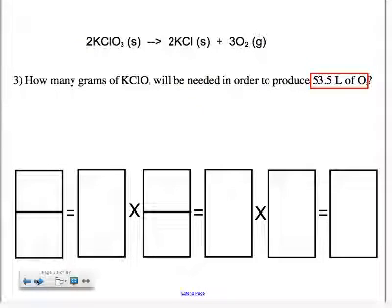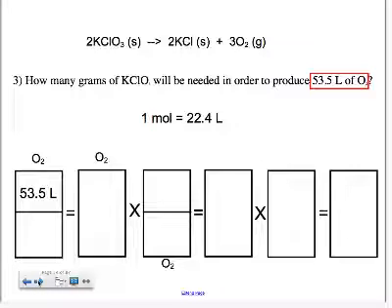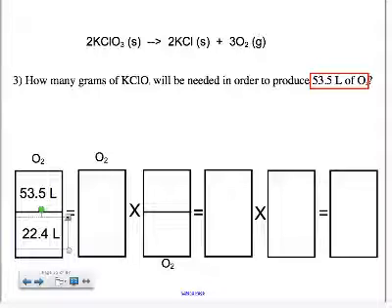This time we're going to liters of O2, or we're starting with liters of O2 rather, and we're going to grams of potassium chlorate. So we're going to set this up essentially the same way. The only difference is that in the first box, we're going to put 53.5 liters. And we need to remember that 1 mole is equal to 22.4 liters. We're going to assume this is standard temperature and pressure since it didn't say otherwise. So I'm going to put 22.4 where I would normally put the molar mass. I'm going to put the molar volume, which is 22.4 for any gas at standard temperature and pressure. And I'm going to do 53.5 divided by 22.4 gives me 2.39 moles of oxygen.